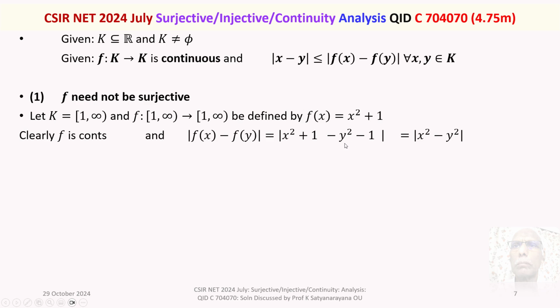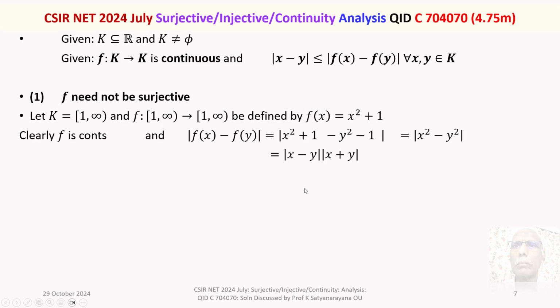And that will be 1, and minus 1 cancels, and you will get 1 modulus of x square minus y square. Agreed. Now factorize. Factorize modulus of x minus y into modulus of x plus y. That is the factorization of x square minus y square. Agreed. Now x, y belongs to the semi-closed interval 1 to infinity. That means x greater than or equal to 1, y greater than or equal to 1. Then thereby x plus y is greater than or equal to 2.